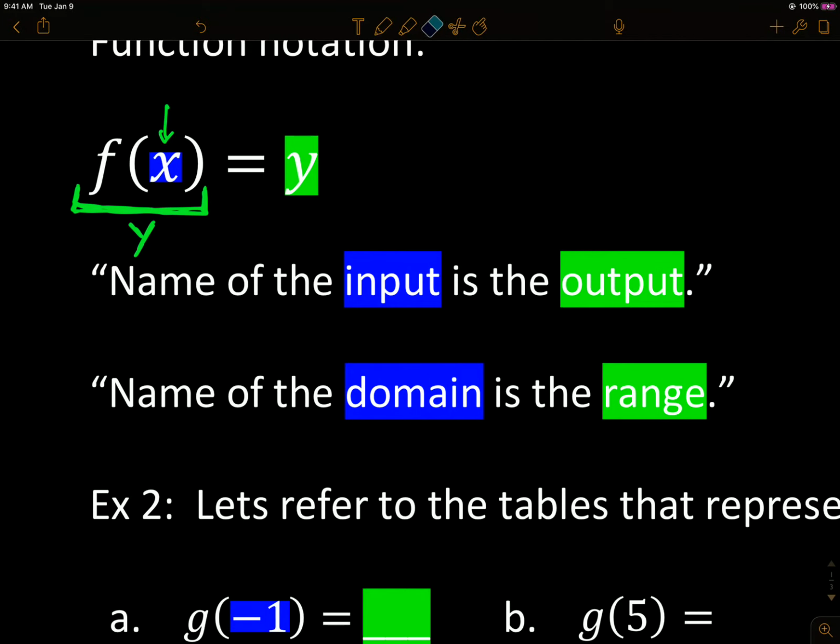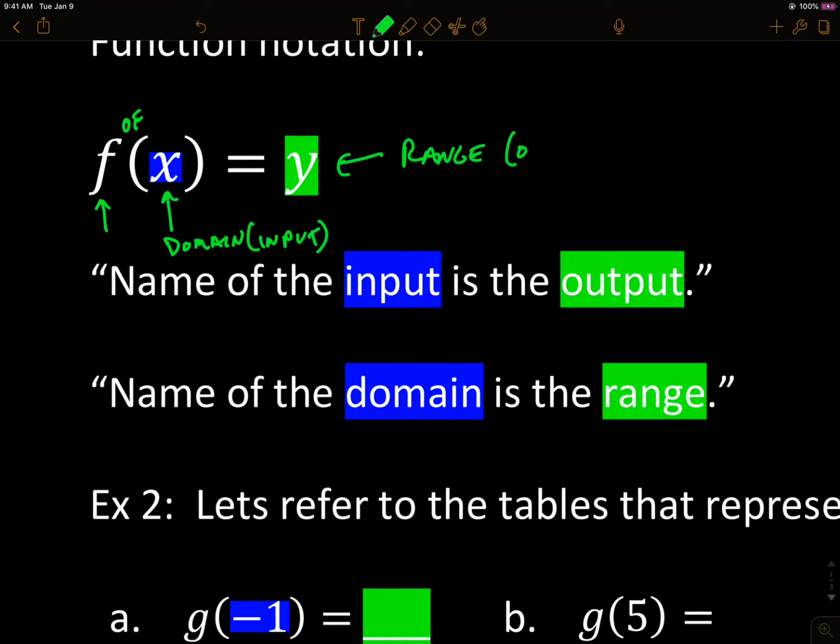If I were to say what this little expression means in words, I would say the name is f. We're naming our function. The domain, or the input, is the x. So you say f of x: the name of the function of the domain is equal to the range. This is your domain or your input, and what goes over here, that's your range or your output. That's how you have to think of function notation.